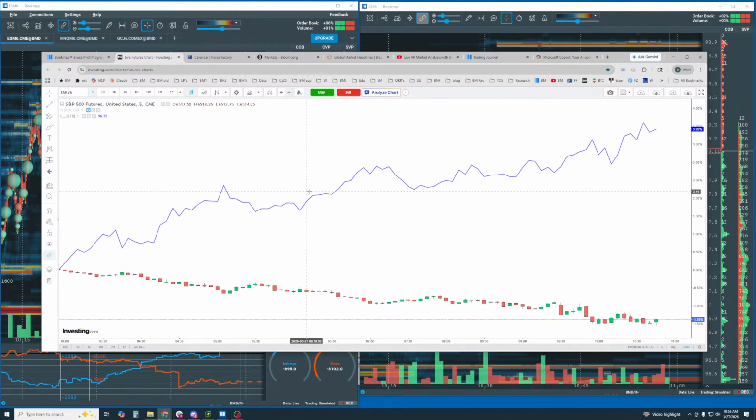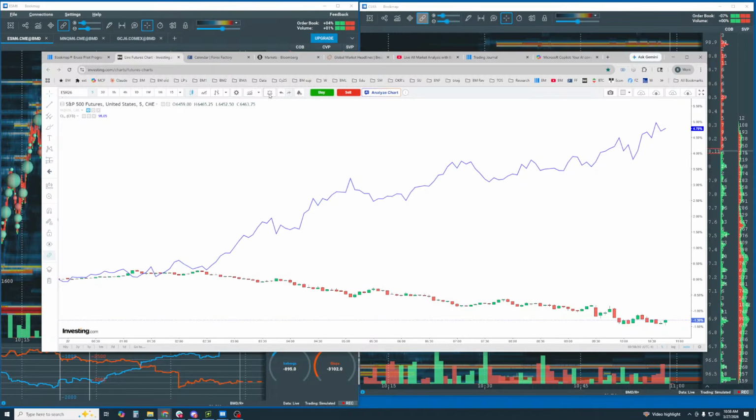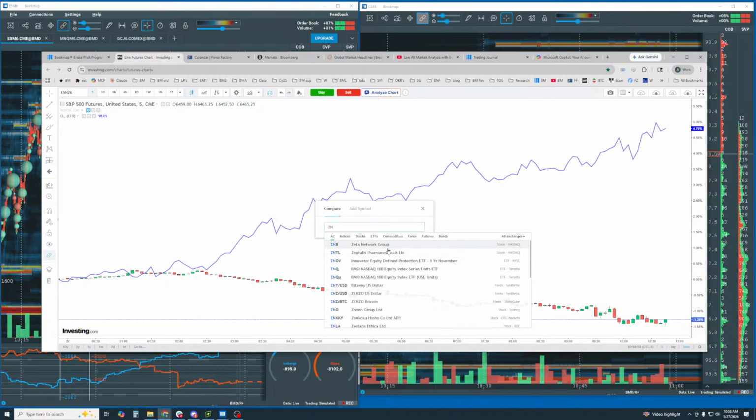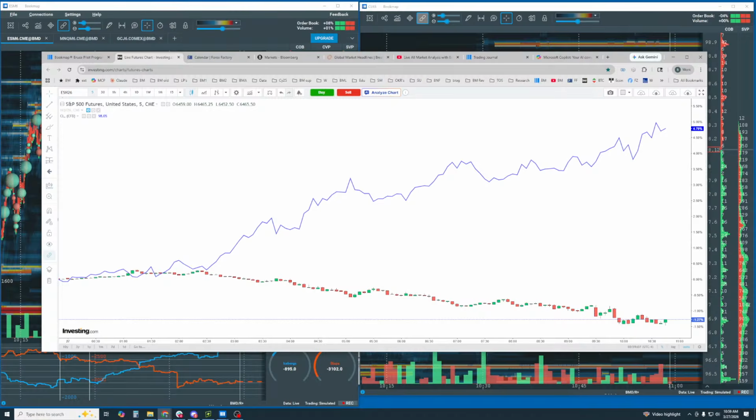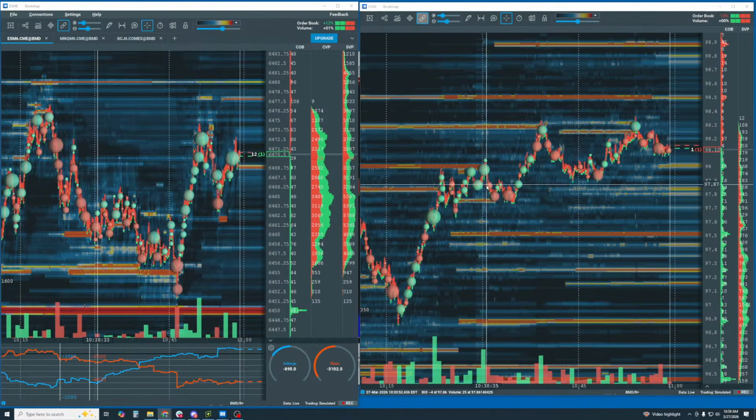Anyway, you can put a whole bunch of things on here if you want, and compare bonds or notes, whatever it is that you want to take a look at. Anyway, something to consider.